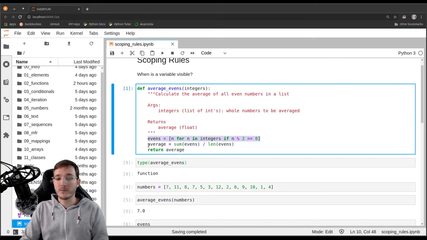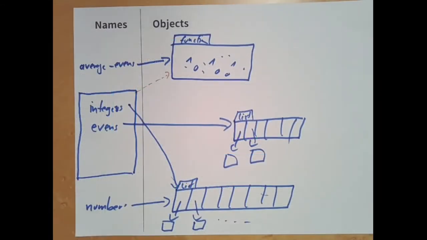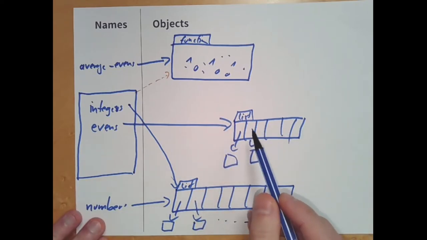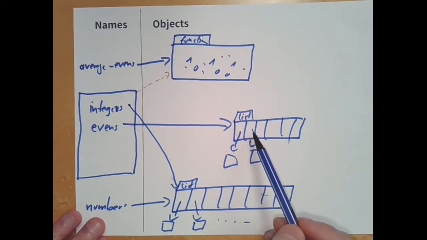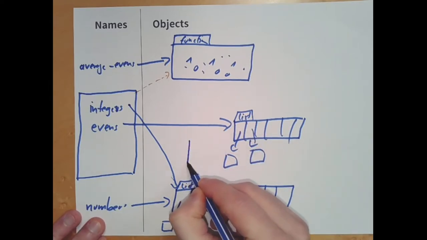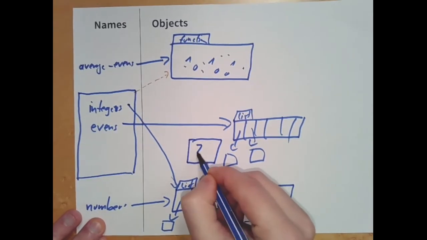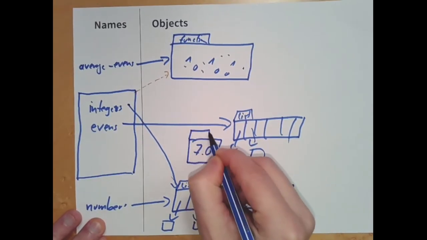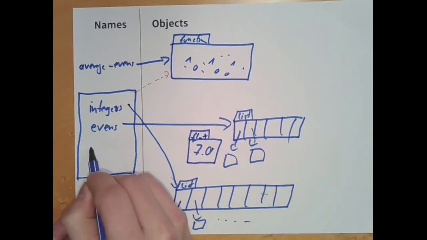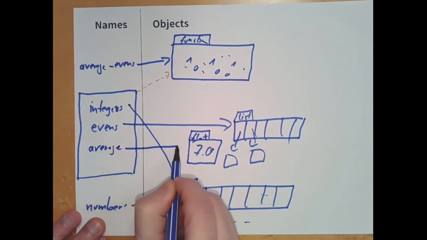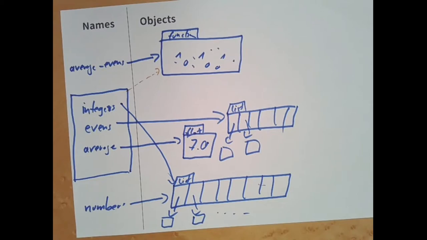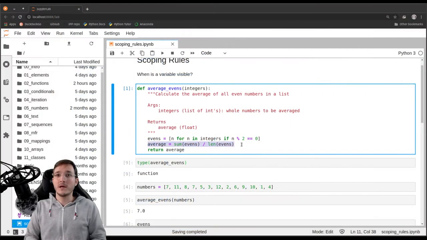And now we go on and we execute the second line in the function body. After the sum and the len functions have been executed and the results are divided, we get a result, and the result obviously is the number 7.0 in the example, and this is of course of type float. We will create a new name in the namespace called simply average, and this is going to refer to this object, okay? That is what happens after the second line in the function has been executed.